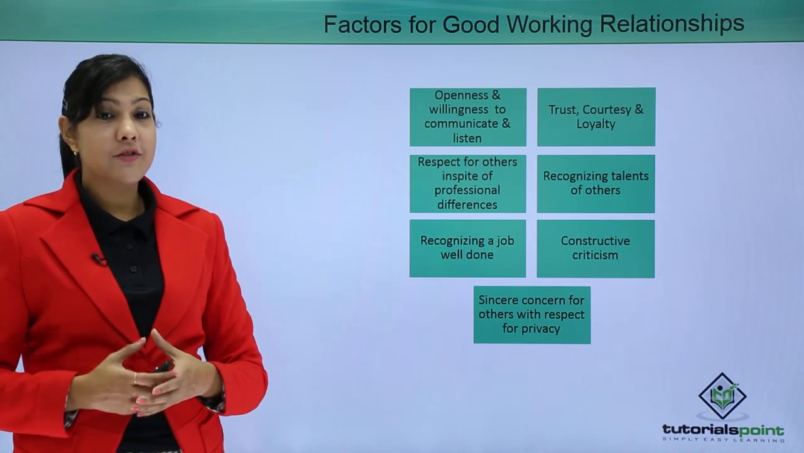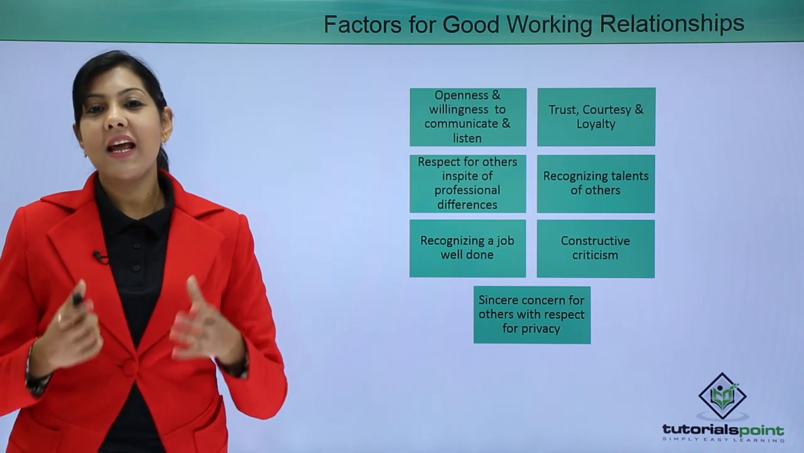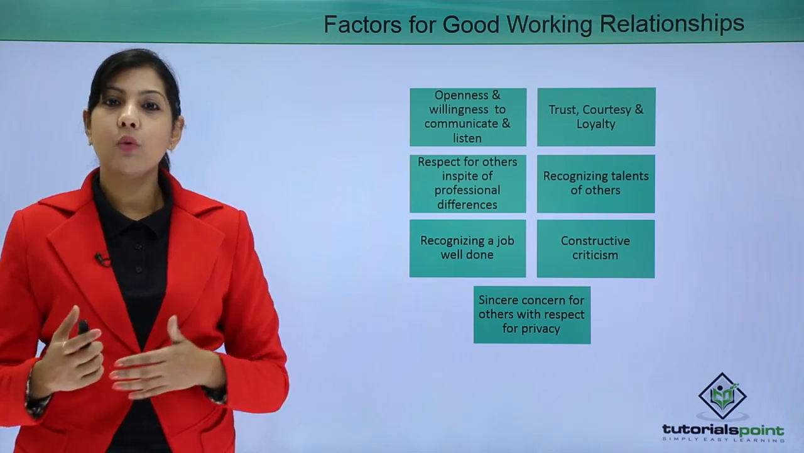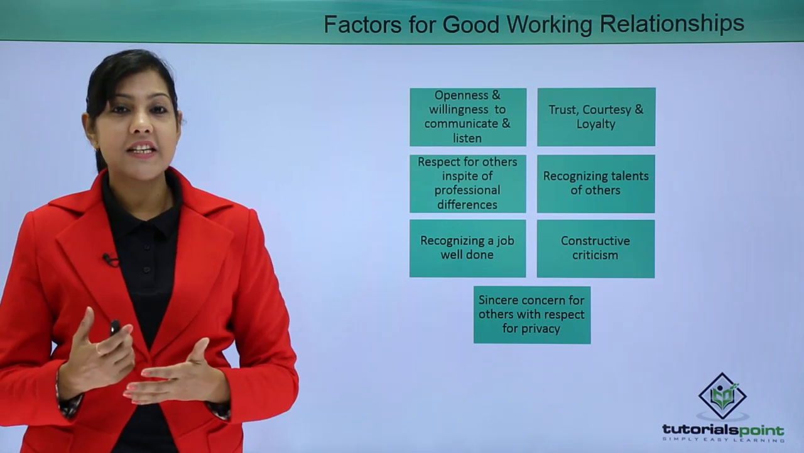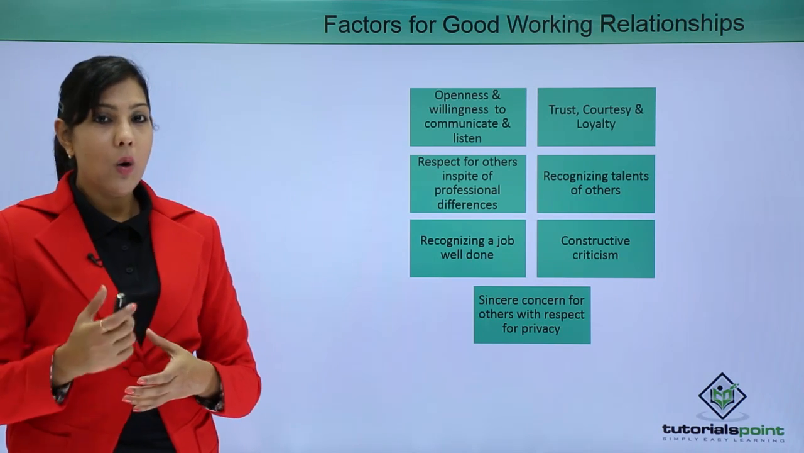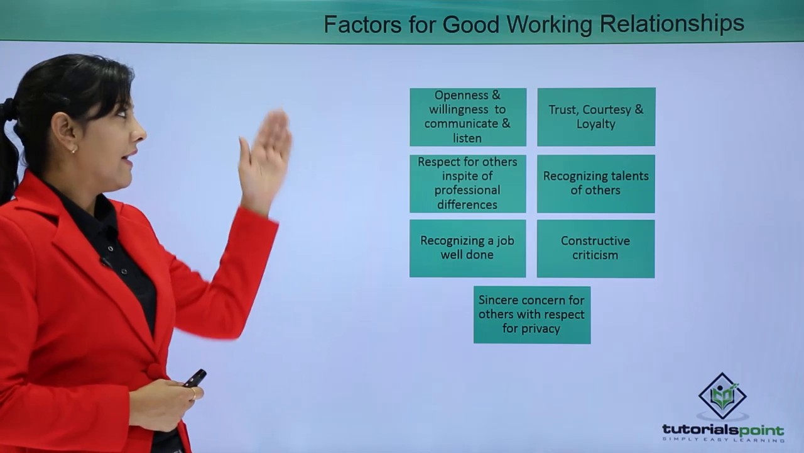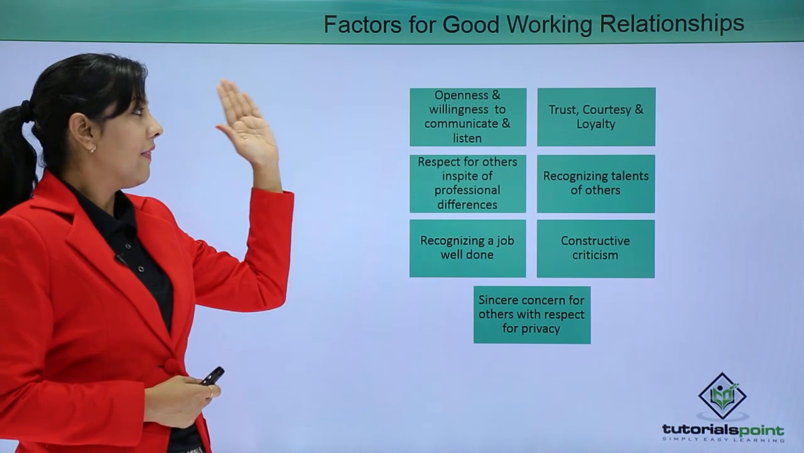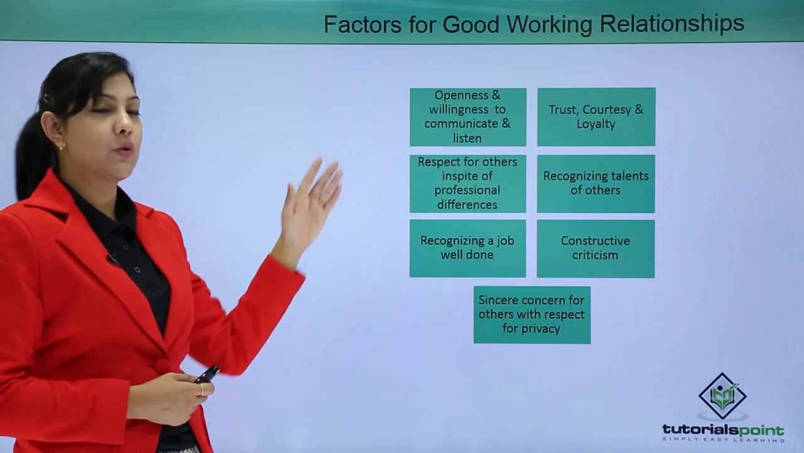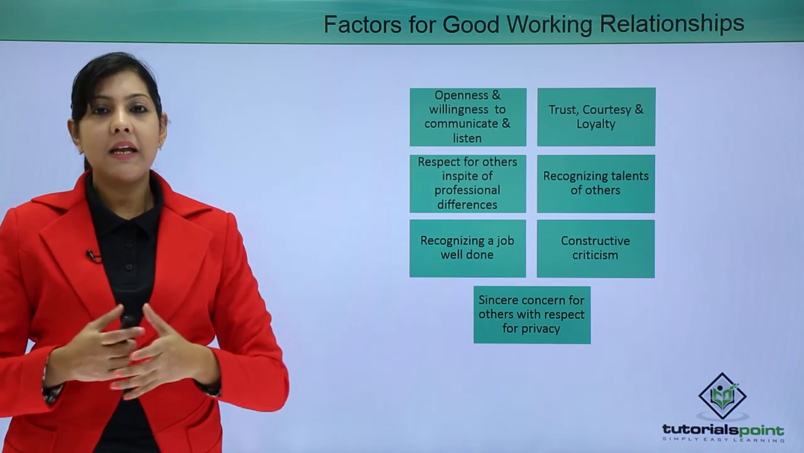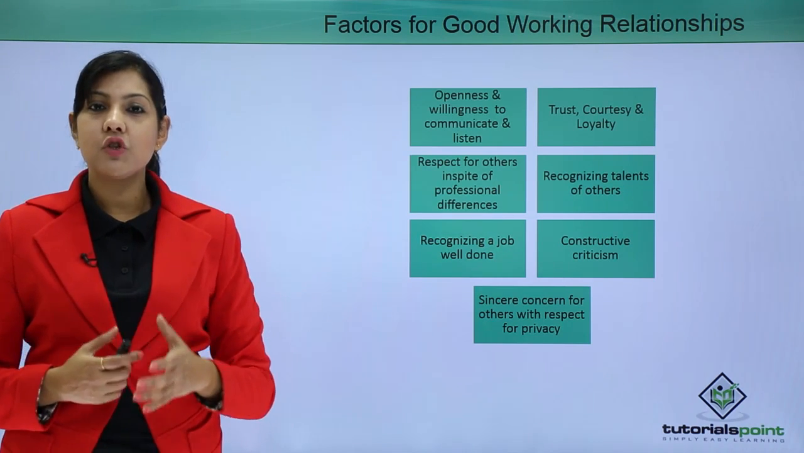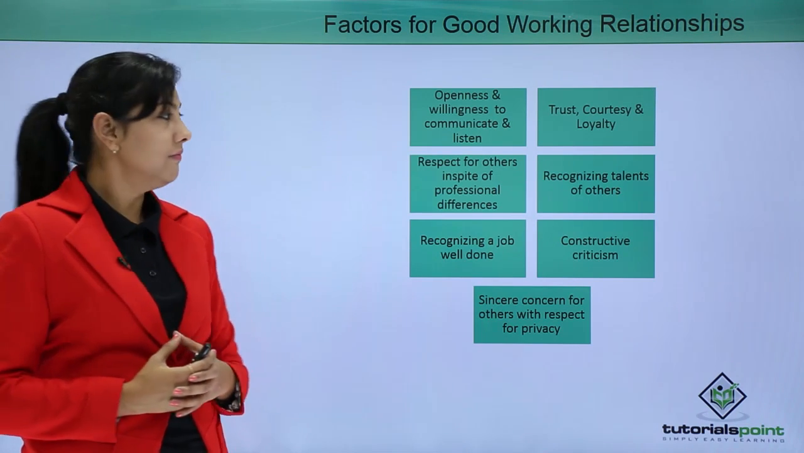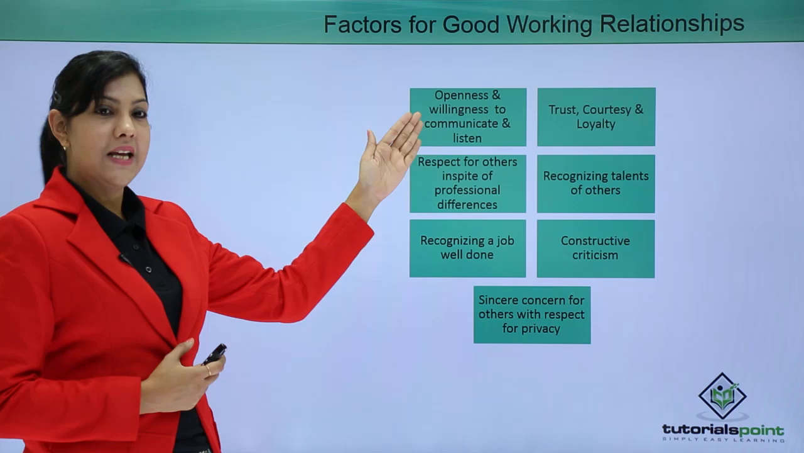Let's see certain factors for a good working relationship. In any office or in any kind of a formal setup, people would likely be interacting with each other as a team only when there are certain factors. Let's see what these factors are for a good working relationship. There has to be openness and willingness to communicate and listen. In any organization, in any team, people should want to communicate with each other and they should really want to listen to each other.